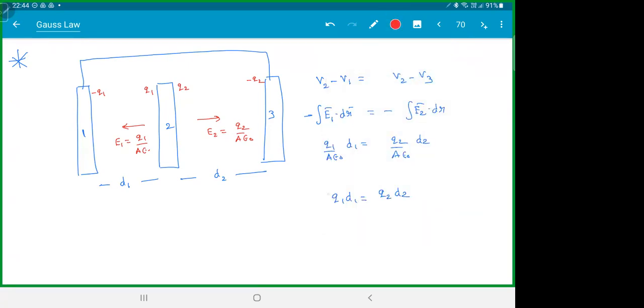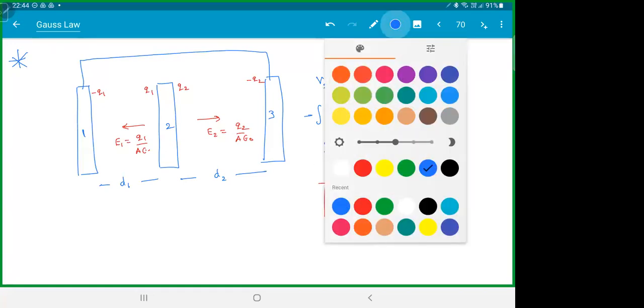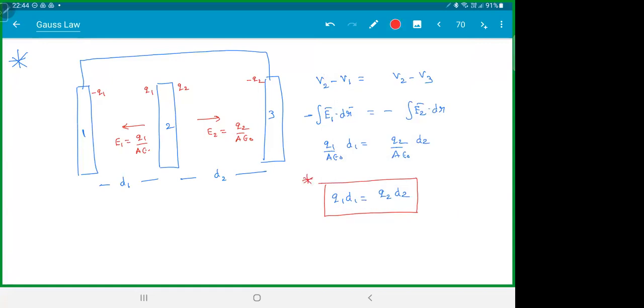This is a very important result. If the distance between the plates is not same, and if you have a wire connecting them, this is the result which you have to use. The charge distribution will be in the ratio of opposite distances. Let me give an example. But is the logic clear?